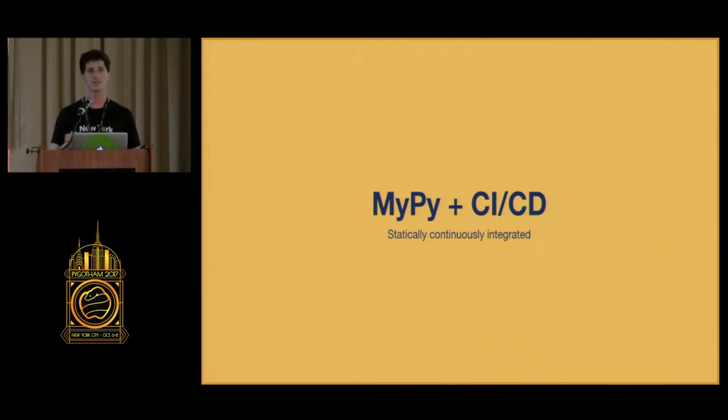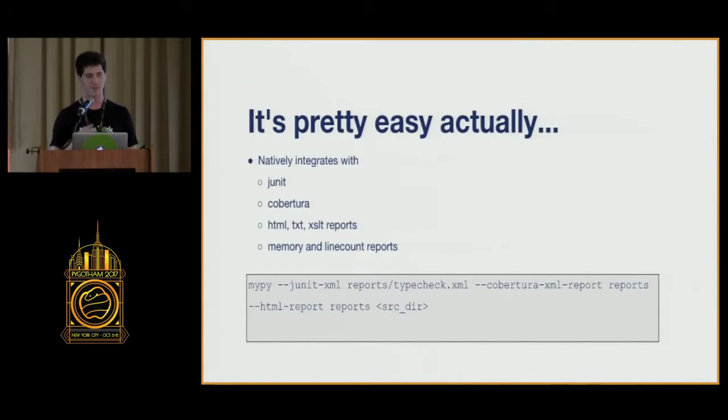So how can you actually use this in your CI/CD pipeline, if you have a CI/CD pipeline? If you don't, you can look at my example repo afterwards to see how to create one. As it turns out, it's pretty easy to implement into CI/CD. MyPy natively integrates with JUnit, Cobertura. It can generate HTML, text, XSLT reports, memory and line counts. All you need to do is just call MyPy on your source directory, and you can pass in a bunch of flags for whatever you actually care about.